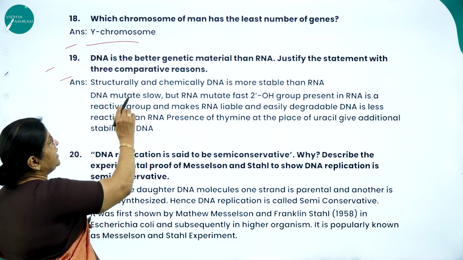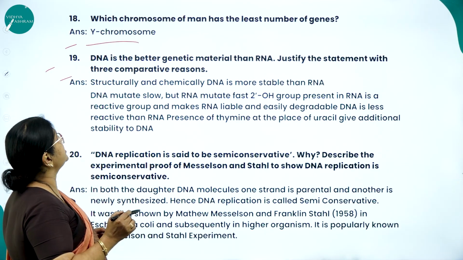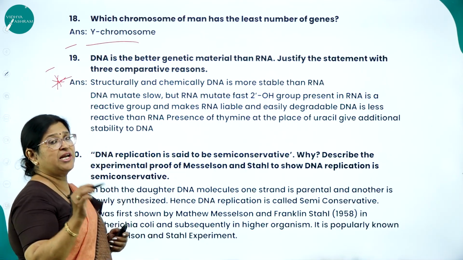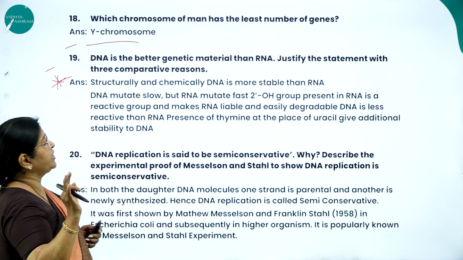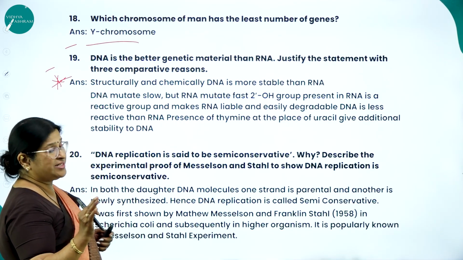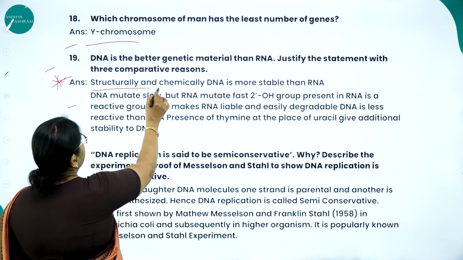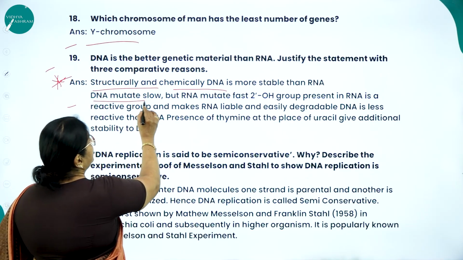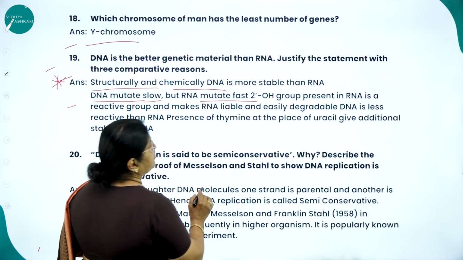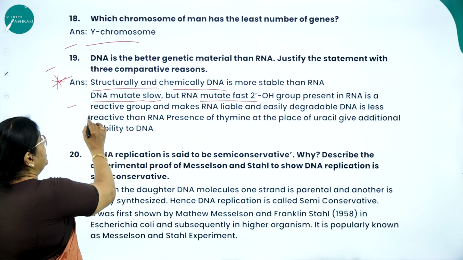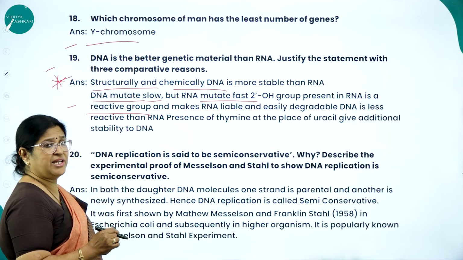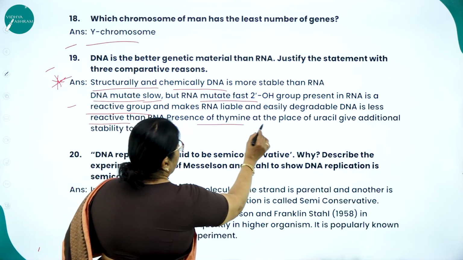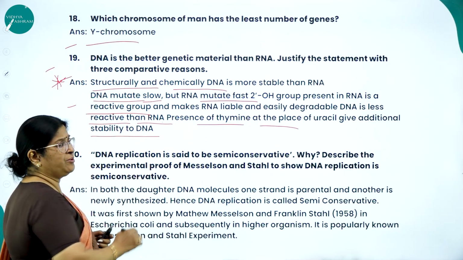Question number 19. DNA is a better genetic material than RNA. Justify the statement with 3 comparative reasons. This is a very important question, usually asked as a 3-marker question. So you have to give 3 reasons why DNA is a better genetic material than RNA. Structurally and chemically, DNA is more stable than RNA. DNA mutates slowly, but RNA mutates faster because the hydroxyl group in RNA is a reactive group and makes RNA labile and easily degradable. DNA is less reactive than RNA. The presence of thymine in place of uracil gives additional stability to DNA.